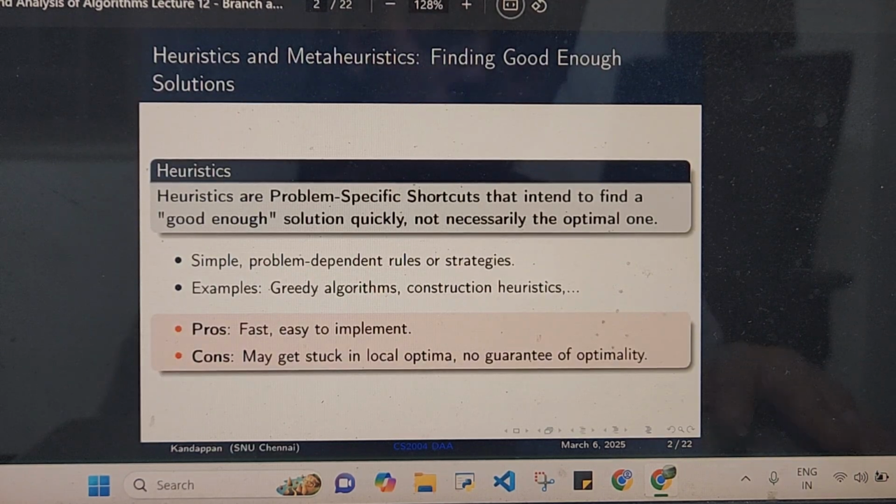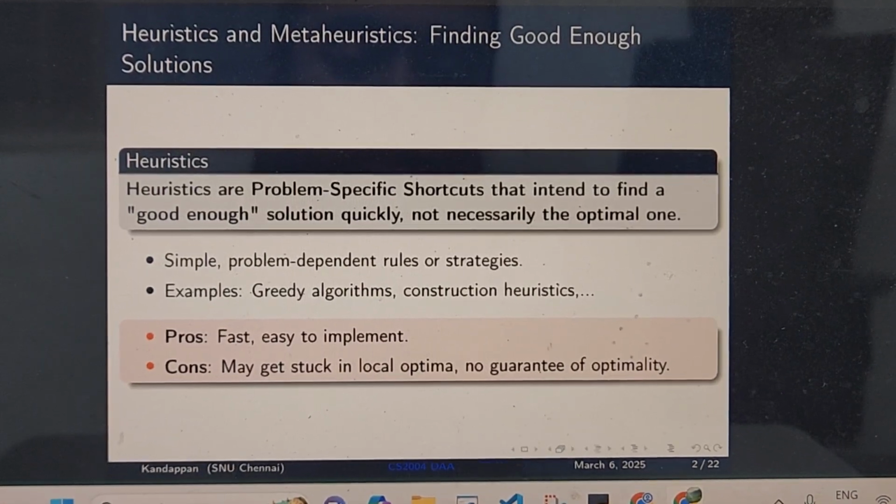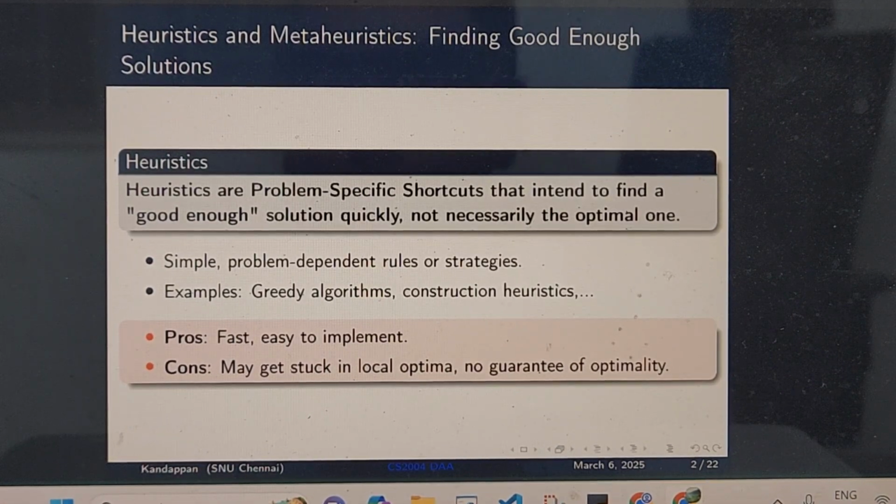So before going into what branch and bound is about, one thing we need to know is what is a heuristic. Now, a heuristic is a problem-specific shortcut that intends to find a good enough solution quickly, not necessarily the optimal one. So, in simple terms, a heuristic is something like a strategy or a logic or a tactic which helps you to find a solution to the problem. Said solution need not be the best, the most optimal. It should be a valid, correct solution. That's the only requirement. And using this heuristic, we should be able to find the solution fast.